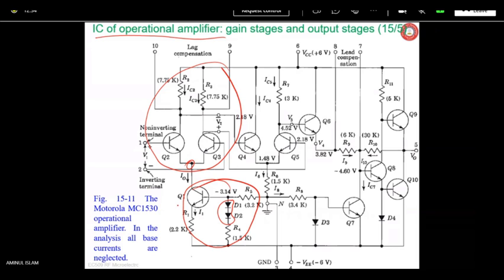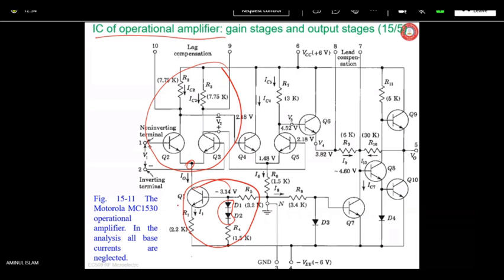And once you get this current I9, what will be the I10? So I7 is coming in this direction. So I7 minus I9 equals I10. This is understood? Yes, sir. That will be equal to 0.16 milliampere.